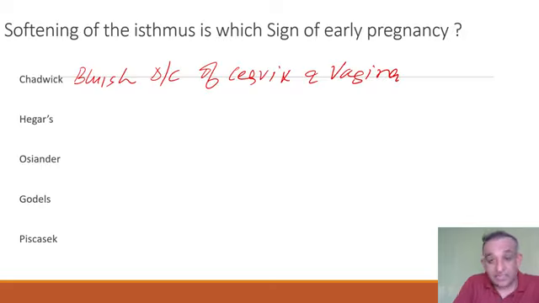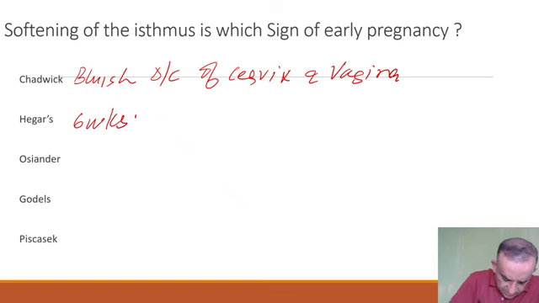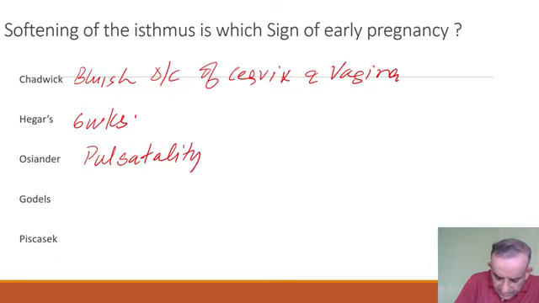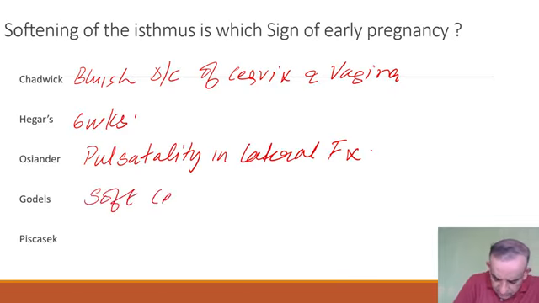Okay. Then Hegar sign is the soft isthmus. That is, you put your hand on the abdomen, one hand in the vagina, and through the vagina and the abdomen, your hands go through the isthmus of the cervix in a pregnant lady, and your fingers will seem to touch each other through the isthmus of the cervix. So that is what is a very soft cervix in a case of early pregnancy. Hegar sign, it is generally seen around 6 weeks. A soft isthmus. Osiander sign is pulsatility in the lateral fornices. And Goodell sign, that is a soft cervix.